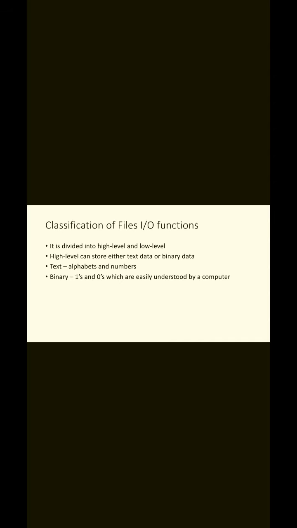Going on to classification of files input-output functions. Based on this, it is divided into two types, high level and low level. High level can store either text data or binary data, where data stored in the text may be formatted or unformatted. Also, data stored in the binary may be formatted or unformatted. So these are the classifications of files input-output functions. Here, text contains alphabets and numbers which are easily understood by human beings, whereas binary consists of ones and zeros which are easily understood by the computer.